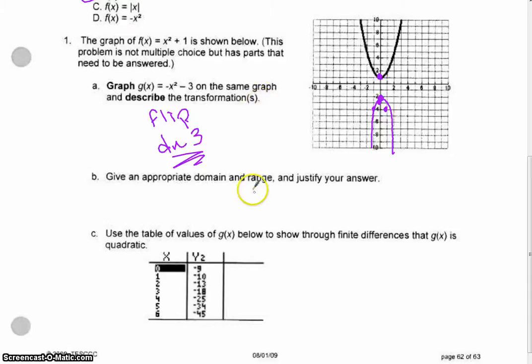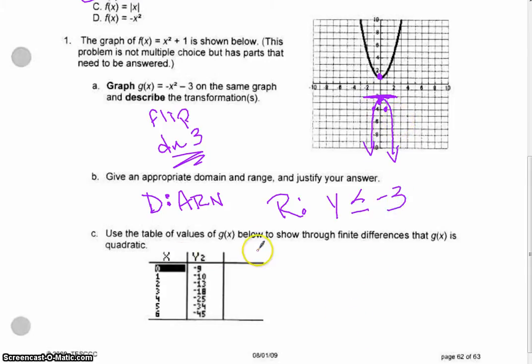Give an appropriate domain and range. Okay, this is going to be for the new one. Remember, it's going as far as it can left and right, and so the domain is all real numbers. Your range, the low point has arrows, so you're not going to put a number there, and you're going to start with y is less than or equal to. The high point is right here, which is negative 3.